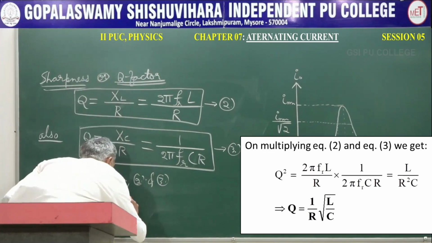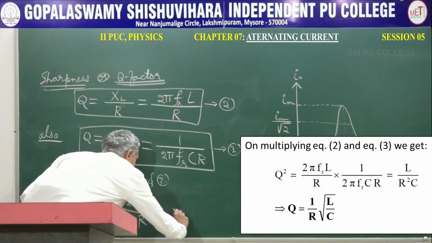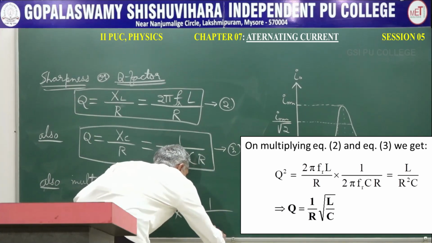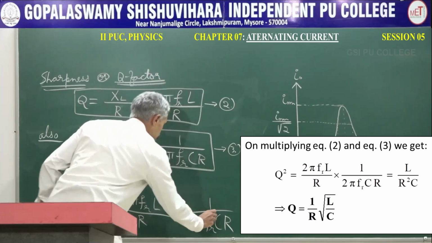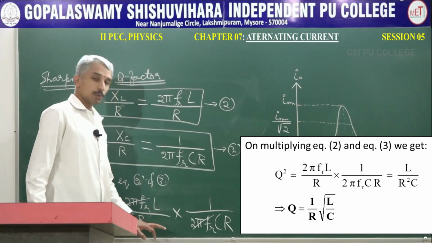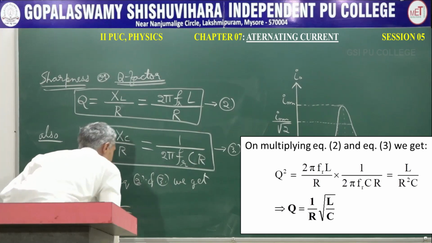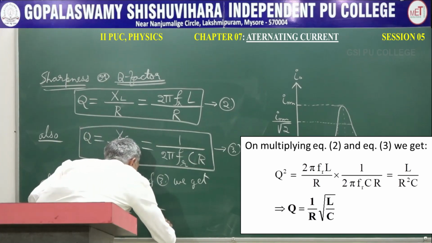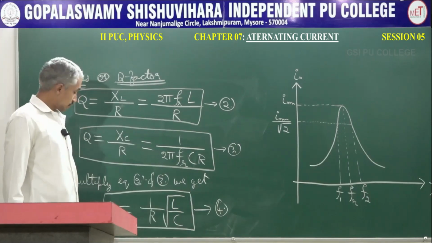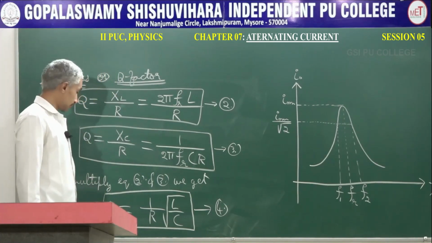If you multiply, you will get 2 pi FrL by R into 1 divided by 2 pi FrC into R. So 2 pi Fr gets cancelled, and we get L divided by R square into C on further simplification. So you finally get quality factor as 1 by R into root of L by C. So the same quality factor or sharpness can be defined mathematically with 4 equations.